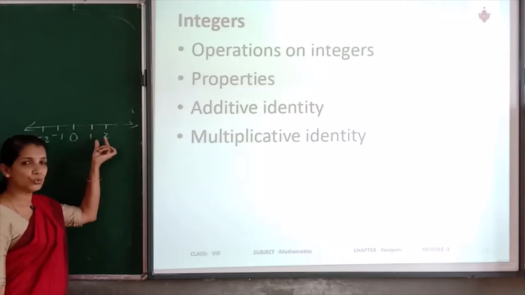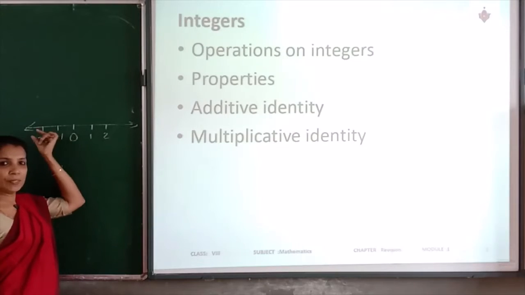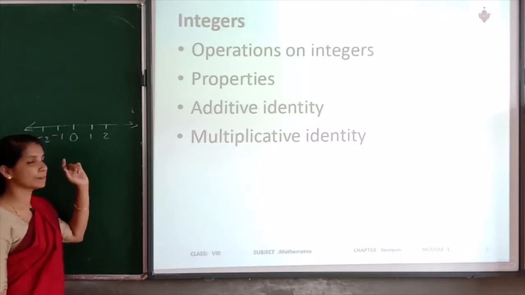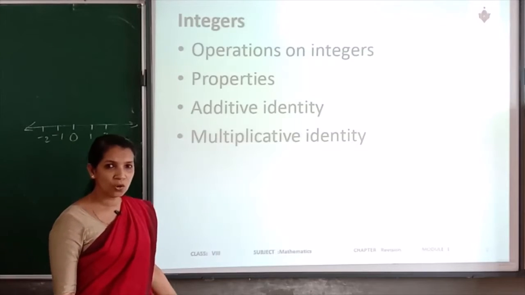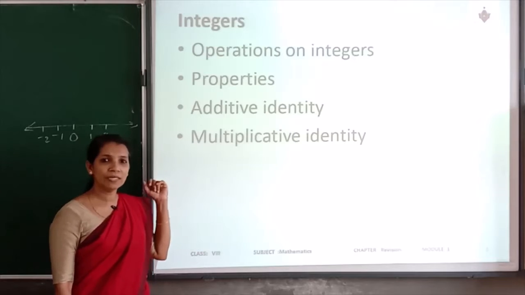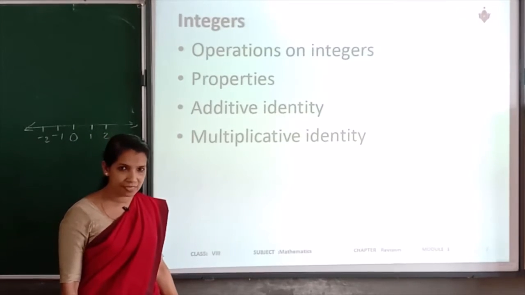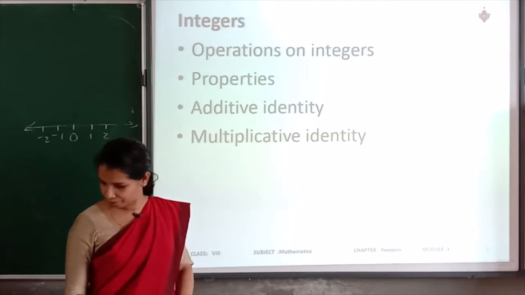So, this 1, 2, 3 etc. are called positive integers, minus 1, minus 2 etc. are called negative integers and 0 is neither positive nor negative. And in class 7 you have learned the operations on integers: addition, subtraction, multiplication and division.